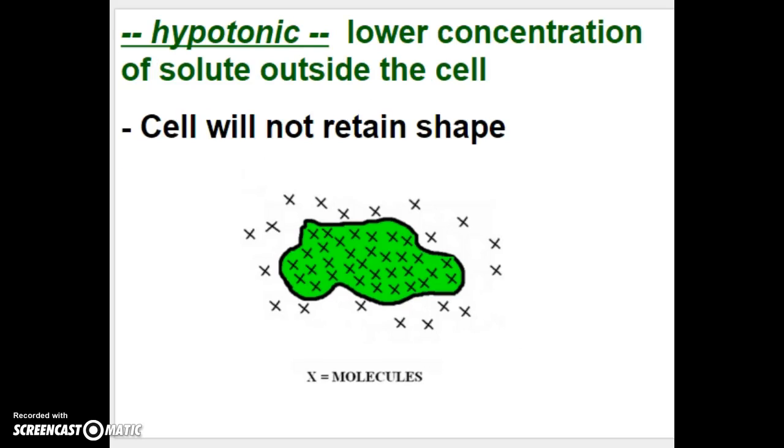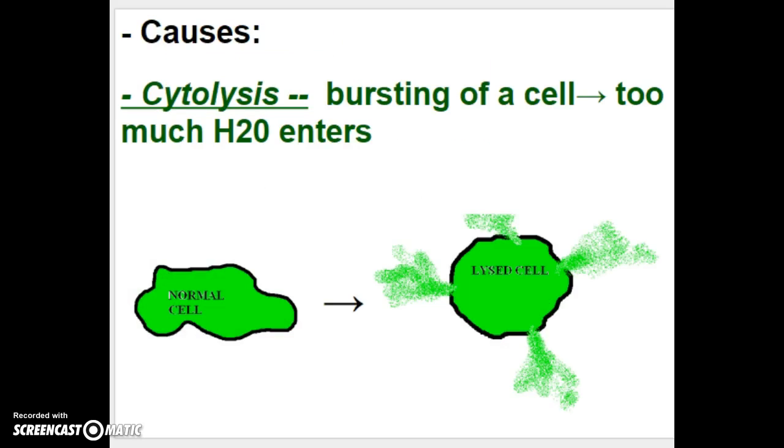Hypotonic solutions. That's when the concentration of things outside the cell are lower than they are inside the cell. Now, the cell's not going to retain its shape. It is actually going to swell or burst in cytolysis because water molecules will also move from where there's a lot to where there's not so many. So in a cell in a hypotonic solution, too much water gets in and the cell can essentially pop.